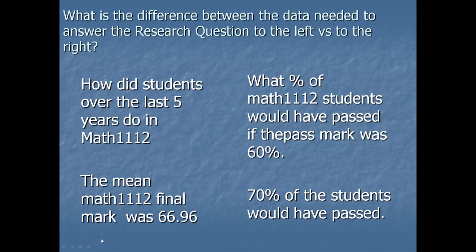What's the difference between the data needed to answer a research question on the left versus the right? So this is the left and this is the right. How did students over the last 5 years do in Math 11-12? Question mark. We got question marks here. Here, what we're interested in is the mean. Remember, that's another way of saying average. Mark. 70% of students would have passed. So passed is a yes, no. This is a measure.